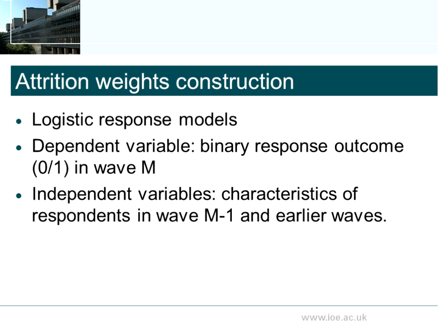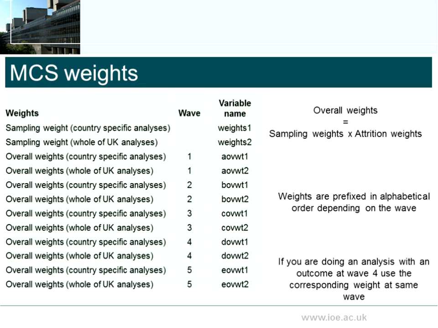The attrition weights are constructed using logistic regressions. In these models, we have the dependent variable, which is a binary variable taking the value of 1 if the respondent participated in the survey and 0 otherwise. The independent variables could include any characteristics of the respondents in all preceding weights. And the attrition weights would be equal to the inverse of the probability of participating in the survey.